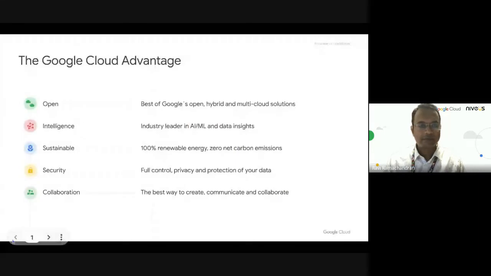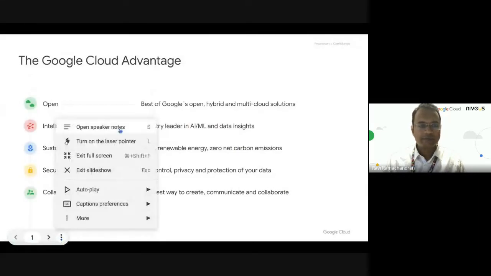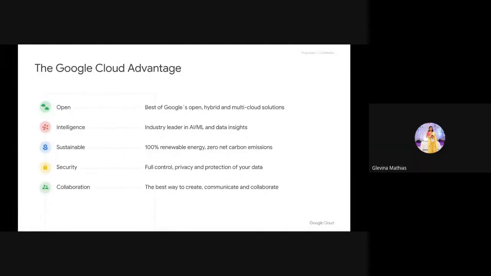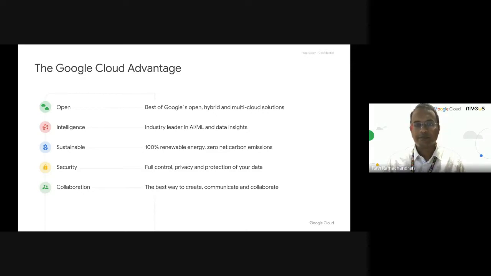So I'll just present my screen. Do let me know once it's available. Yes, we're able to see it. Yes, sir, we're able to see it. Awesome, give me a moment.